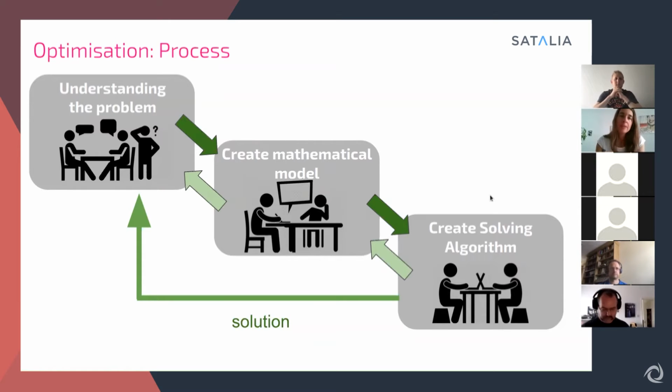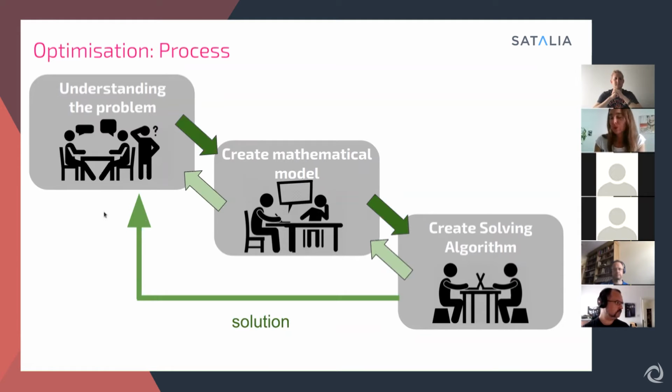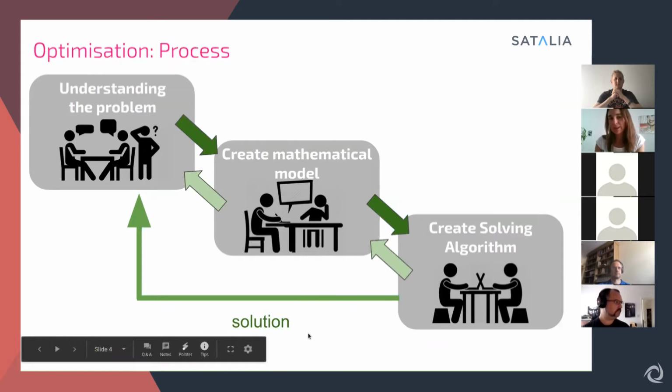And this is often a circular process. So what often happens is we create a solving algorithm, we create a solution, then we show the solution to whoever wants the problem to be solved, and then we might reiterate, we might not have understood all of the aspects of the problem, and so then we adapt our mathematical model, and then we adapt our solving algorithm. So we are going to start also this talk at the first part, understanding the problem.